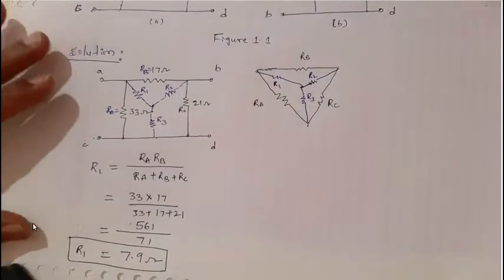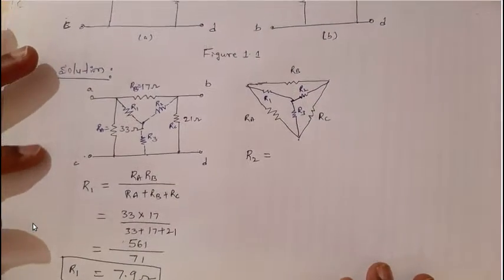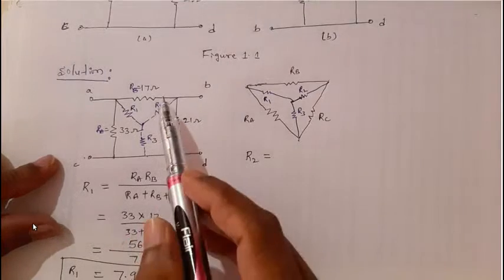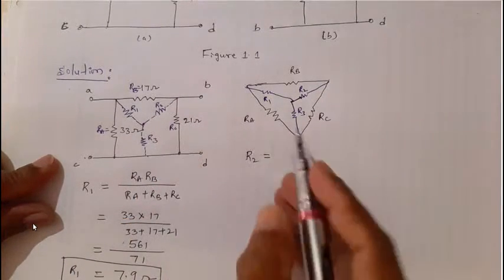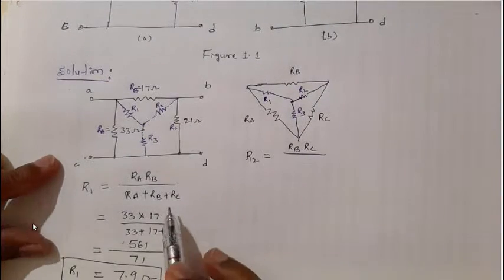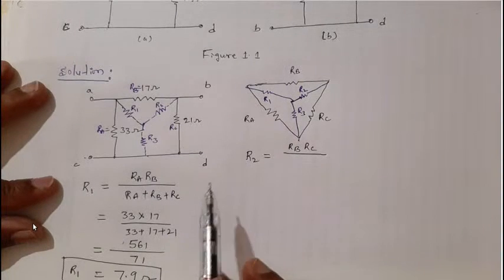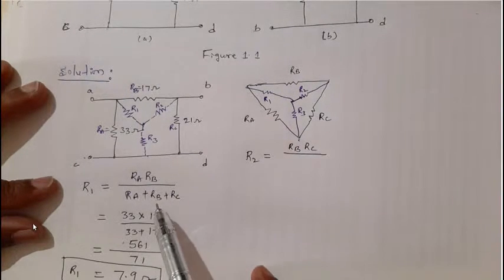Similarly, I can find R2. R2 is equal to, see dear students, R2 is this network. The two nearest resistances are RB and RC, so RB RC divided by the denominator. For all the resistors R1, R2, R3, the denominator remains the same: RA plus RB plus RC.